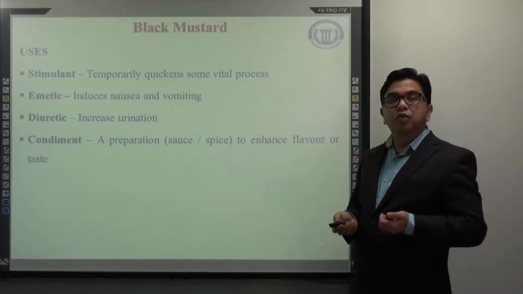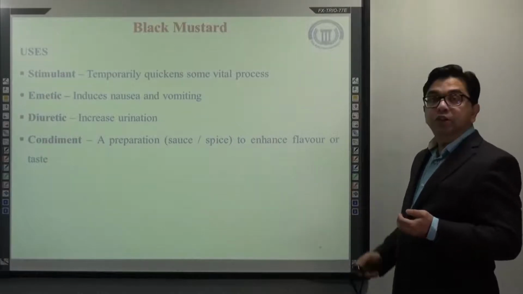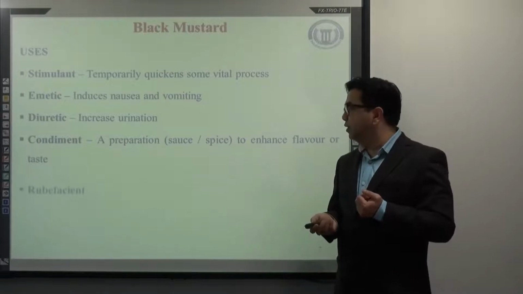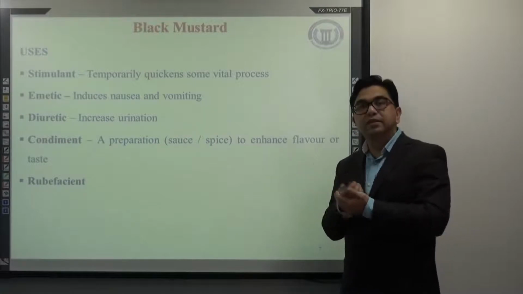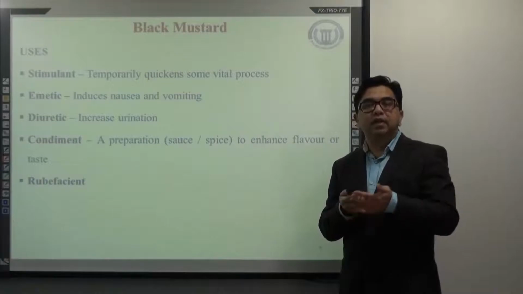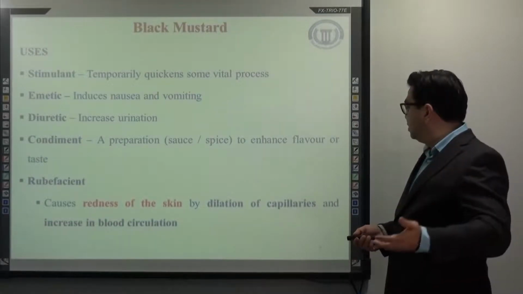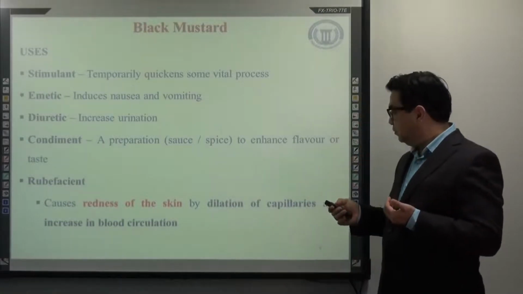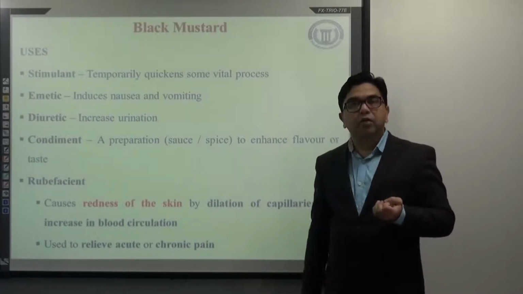And the most common use of black mustard seed, of course, is as a condiment, that's a preparation of spice to enhance the flavor or taste of any food. And another important medicinal use of black mustard seed is they are also used as rubefacient. What's the meaning of rubefacient? Rubefacient, they are the substances which cause redness of the skin, by dilation of capillaries and also by increasing the blood pressure. And thus they are mainly useful to relieve acute or chronic pain.